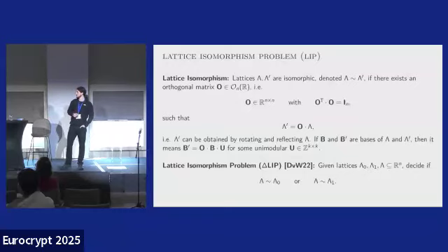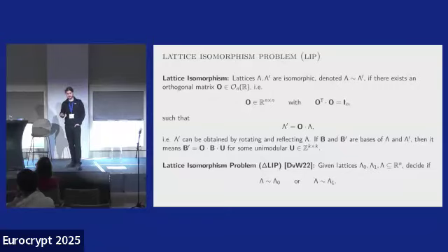Here is a definition, the distinguishability problem from Eurocrypt 22. This problem is conjectured to be hard under certain circumstances, which won't matter today.